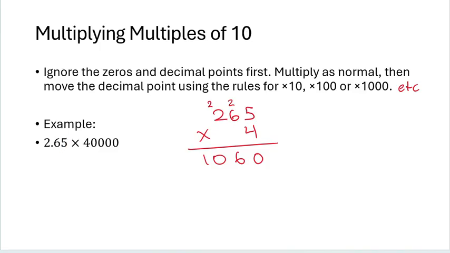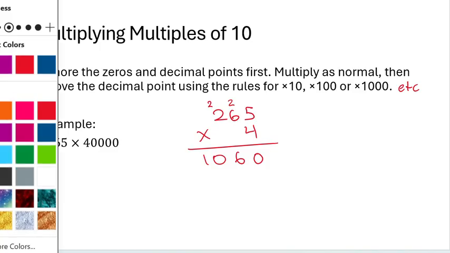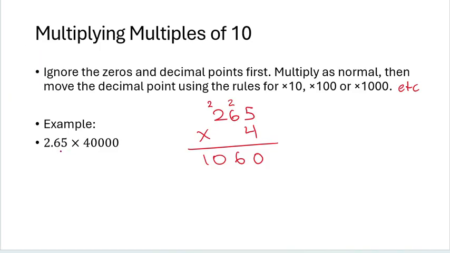Now, we're going to look here. There are 2 decimal places in the question. So what we're going to do, we're going to move this twice by 2. 1, 2. So this actually ends up being 10.60.